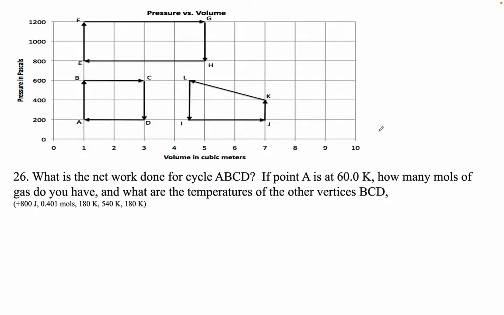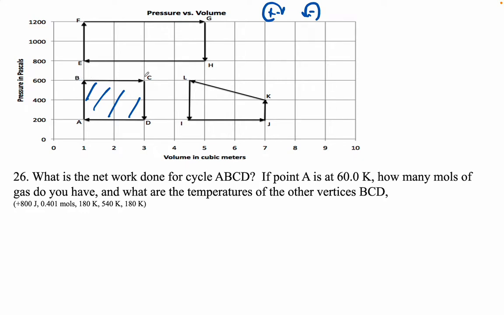All right. So remember that the net work done by a cycle is just the area inside of the cycle. If it's a clockwise cycle, it's positive work. If it's anti-clockwise, it's negative work. Now, this is why it's positive work. Notice that the only processes that do work are BC and AD, right?